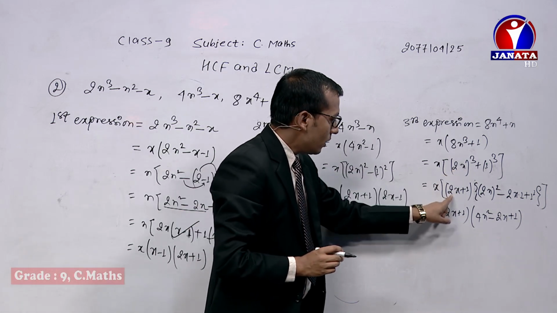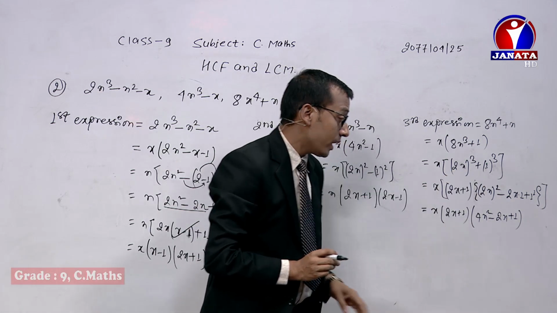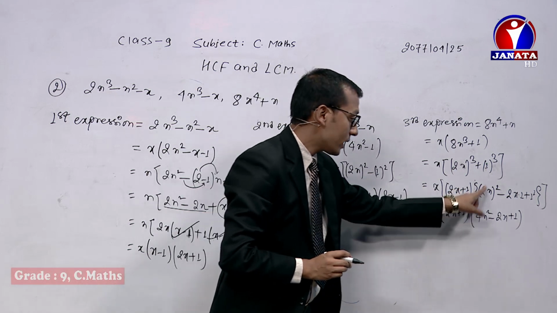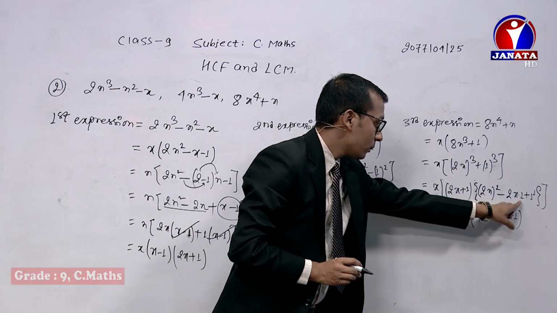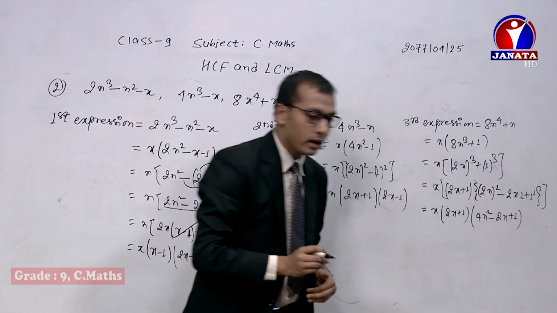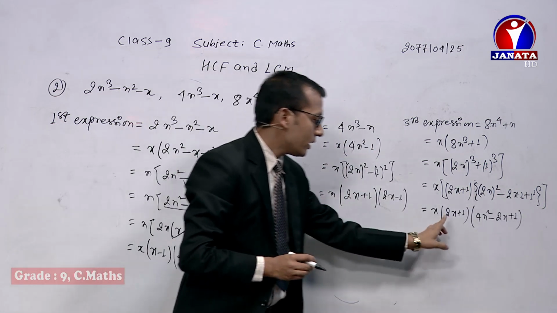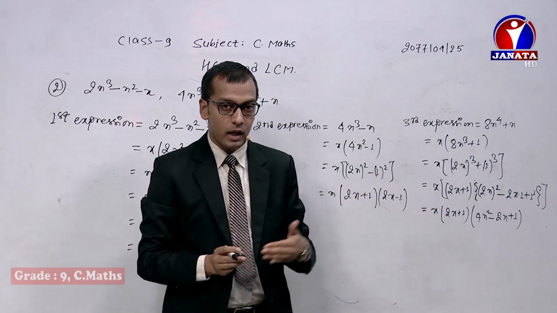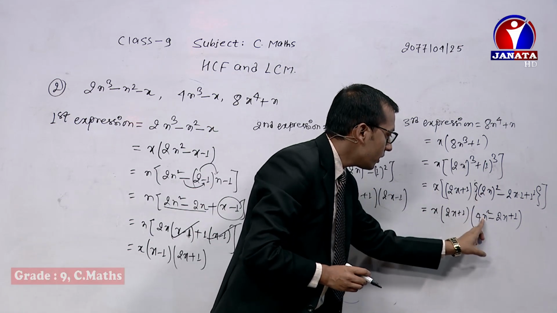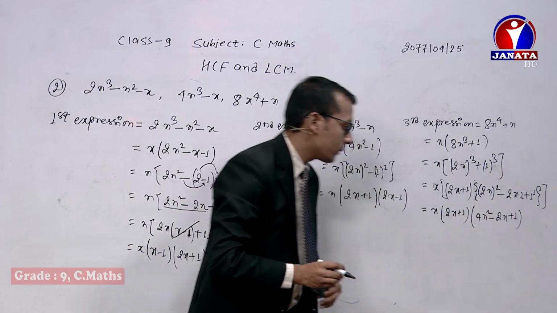So a plus b, a square is (2x) whole square, minus a is 2x, b is 1, plus b square is 1 square. So this is equal to x as it is, (2x plus 1) same. What is (2x) whole square? 4x square minus 2x plus 1.